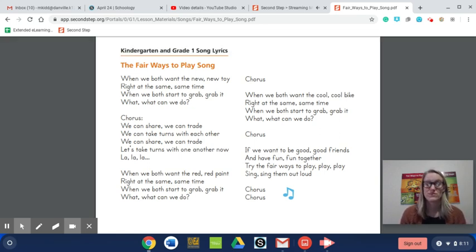When we both want the new toy, right at the same time. When we both start to grab it, what can we do? We can share, we can trade, we can take turns with each other. We can share, we can trade, let's take turns with one another now.